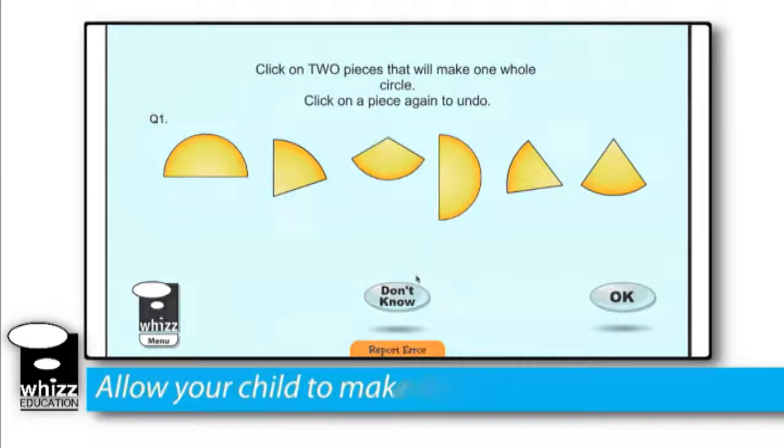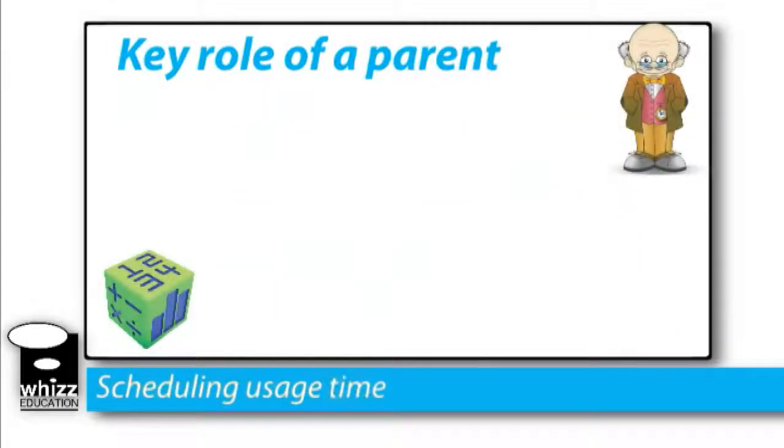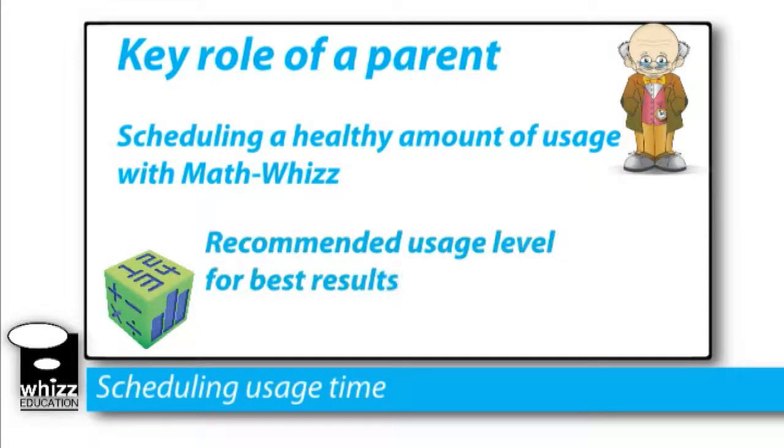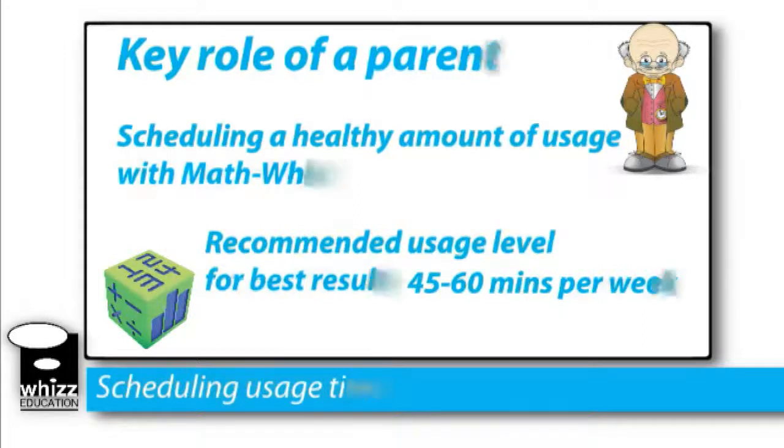The other key role of a parent with Whizz is that you're really important in helping your child schedule a healthy amount of usage with Whizz. Just imagine if you got a human tutor, you would probably allocate about an hour a week. Whizz is just the same. In fact, the recommended usage level to get the best long-term sustainable results is 45 to 60 minutes a week. And if you can help your child schedule that in a disciplined way, maybe over 2 or 3 short sessions a week, you will do your child a massive favour.